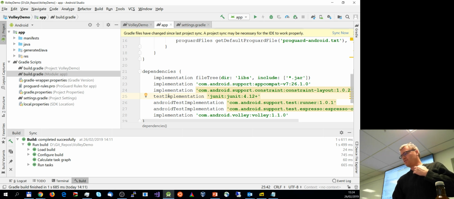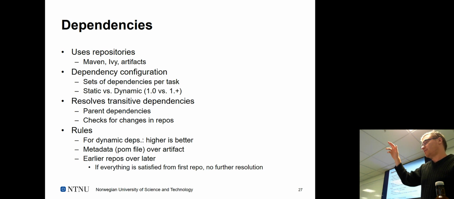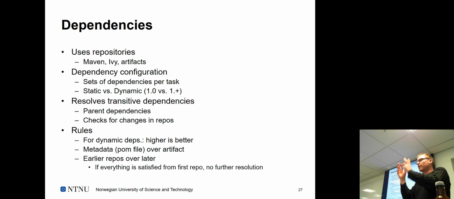So that's what they refer to as static versus dynamic dependency configuration as shown here, right? So we talked about transitive dependencies. Your parent project has certain dependencies and your child project has dependencies. Gradle figures those out and deals with this one.